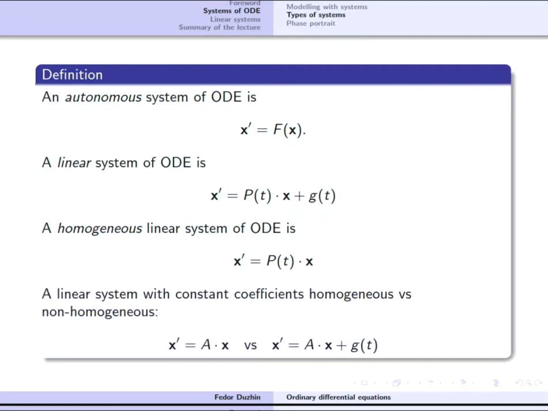A linear system with constant coefficients: the word coefficients here only refers to the matrix of coefficients. If we are saying constant coefficients, what we mean is that the matrix in front of x is constant, but the free part plus g of t doesn't have to be constant. That is not necessary.